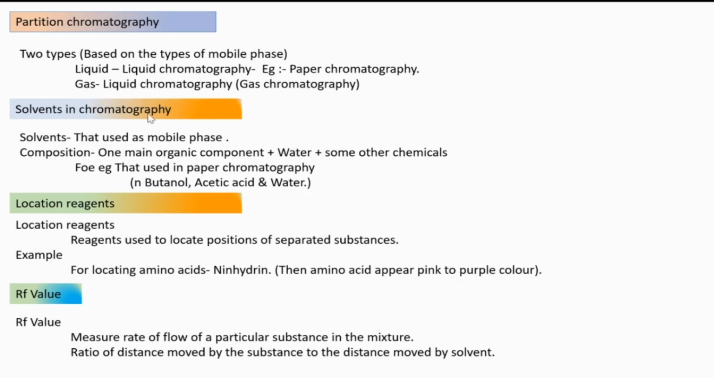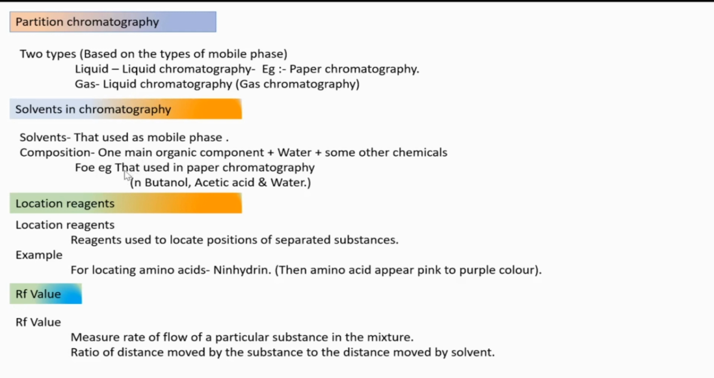Then we are going to see about the solvents, which are the common solvents used in chromatography. Solvents are mainly used as the mobile phase. So what about its composition? How are we preparing this mobile phase? The main thing is an organic component. An organic component will be there, then some water, and along with this we are adding some other chemicals.